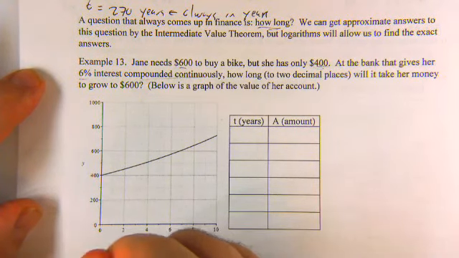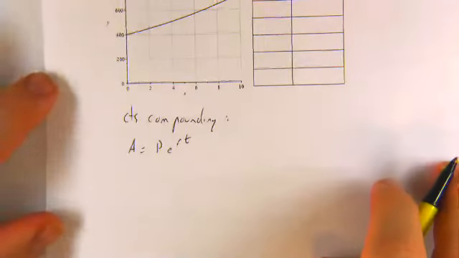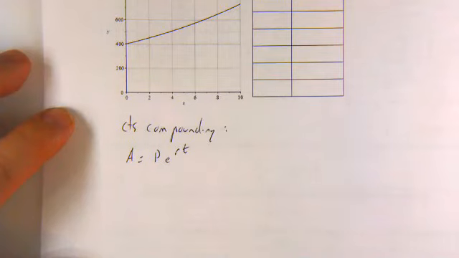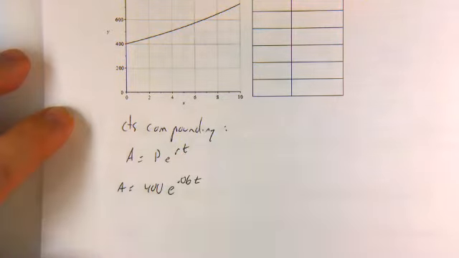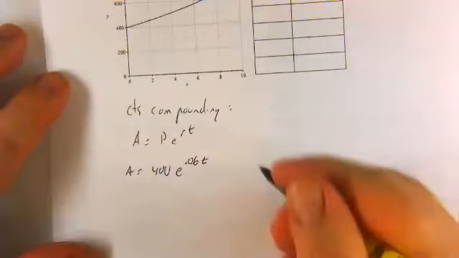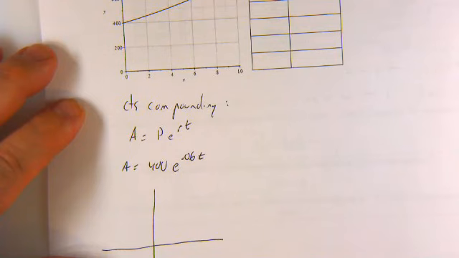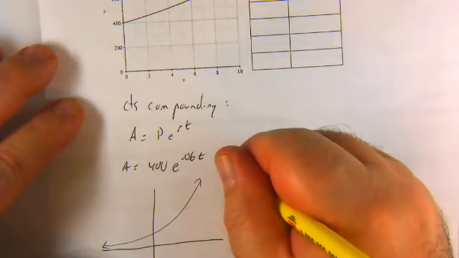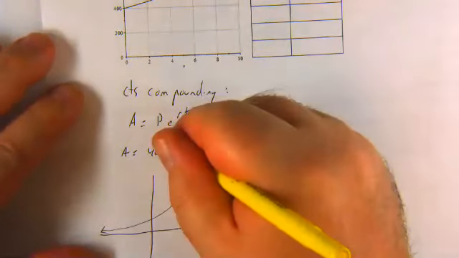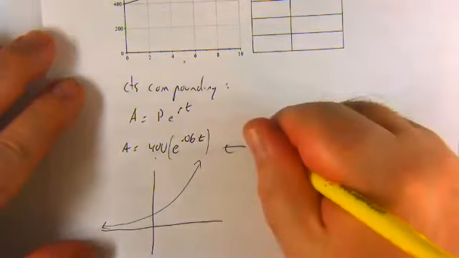So continuous compounding, that's A equals P e to the RT. A is 400 e to the 0.06 t. So there's our function, and we know what this graph should look like. Right? It's an exponential function. We have to be a little bit careful about what our points are here, because this graph is now being multiplied by 400. It's being stretched away from the x-axis by a factor of 400.